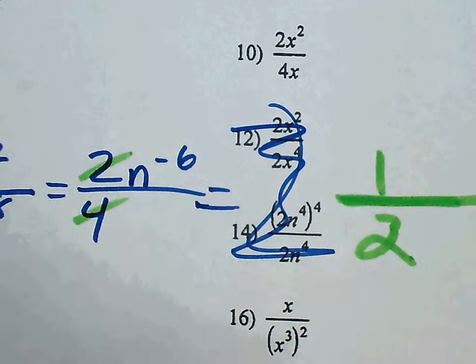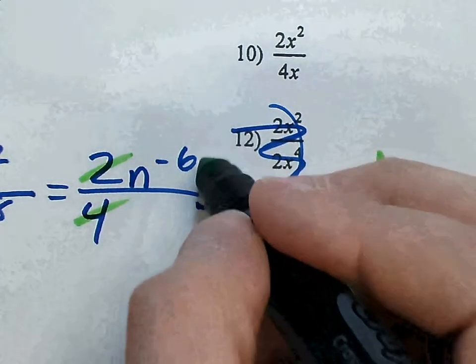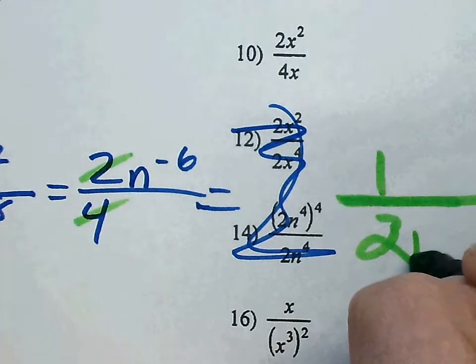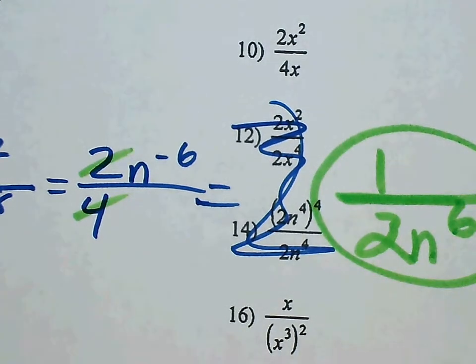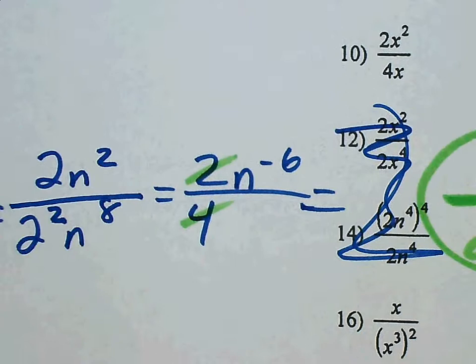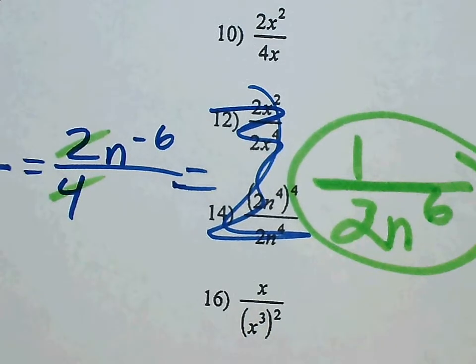Now what's the problem with n to the 6th? And to get rid of a negative, I bring it down and make it positive. And that's your final answer. Now, these in-between steps are up to you. If you're getting them wrong, I highly recommend them. If you're getting them right, I don't really care.